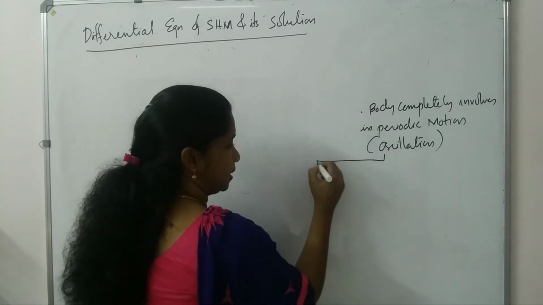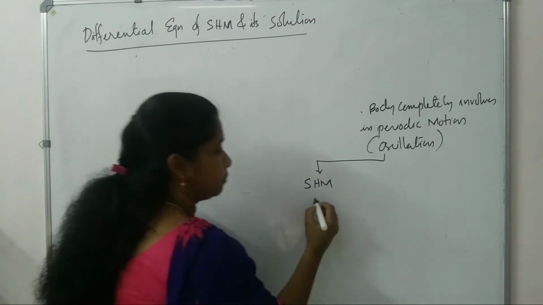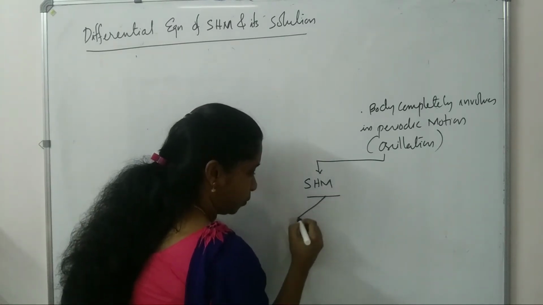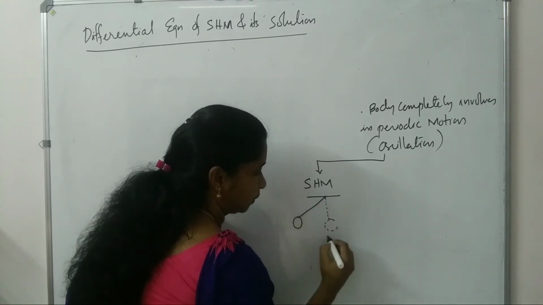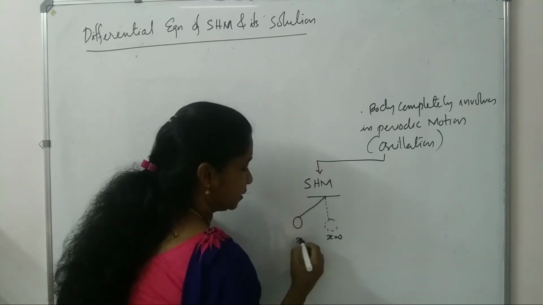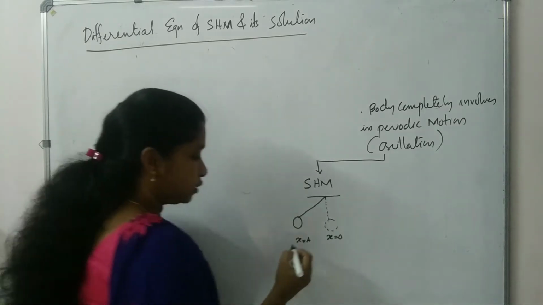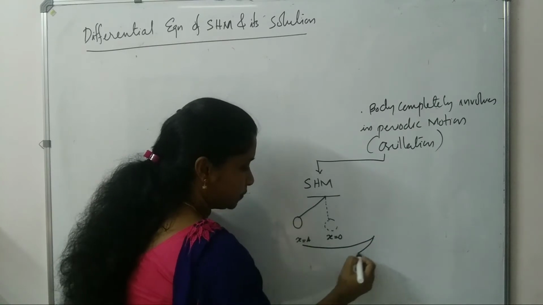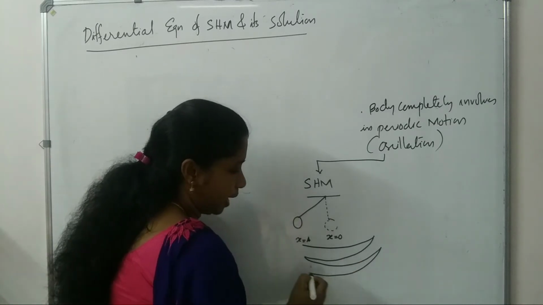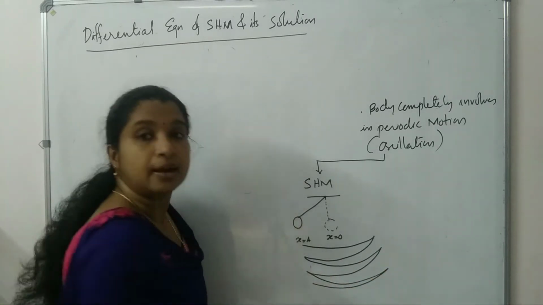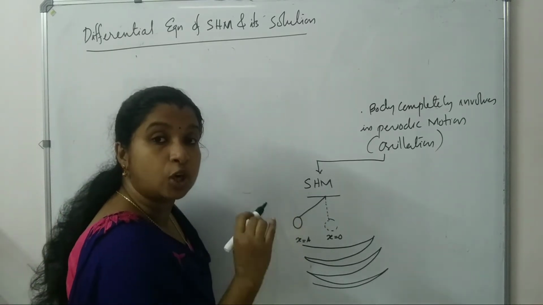The first category is simple harmonic motion. This is the equilibrium position and this is the extreme position. If you oscillate the body from the extreme position, it goes to the next extreme and comes back to the initial position. Then this body oscillates with constant amplitude. This is called simple harmonic motion.